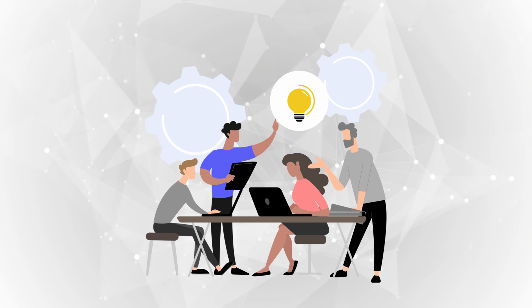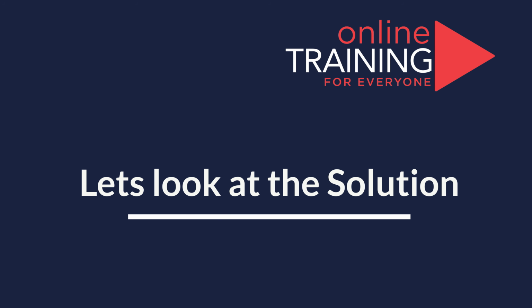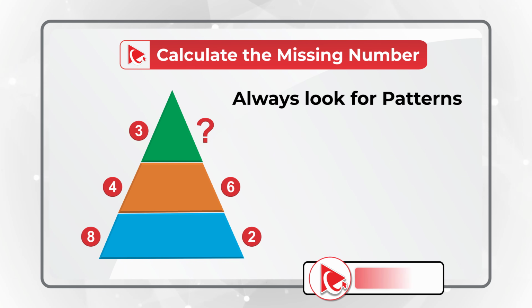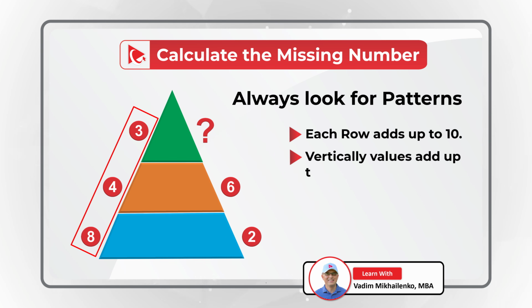I'm gonna give you a quick hint here. You need not to guess the number, but you need to calculate it. Let's move forward so we can get to the correct solution together. I keep repeating it on this channel, but the fundamentals are solid. You need to always look for patterns in these types of questions. And there are actually 2 patterns here. The first pattern is that each row adds up to 10, and vertically value add up to 15.